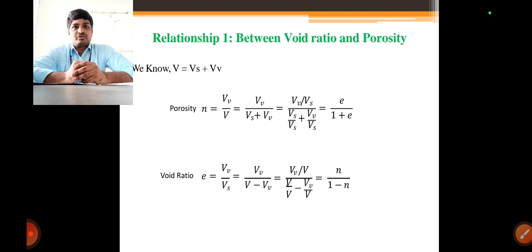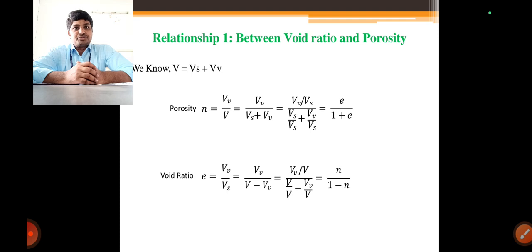Porosity n is equal to the volume of voids divided by the total volume of the soil. Total volume means volume of solids plus volume of voids. So we divide through by the volume of solids, and that means porosity n is equal to e divided by 1 plus e.